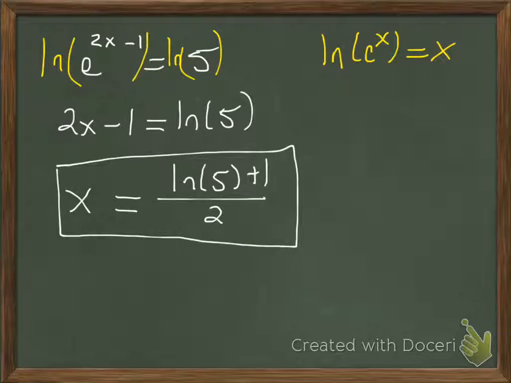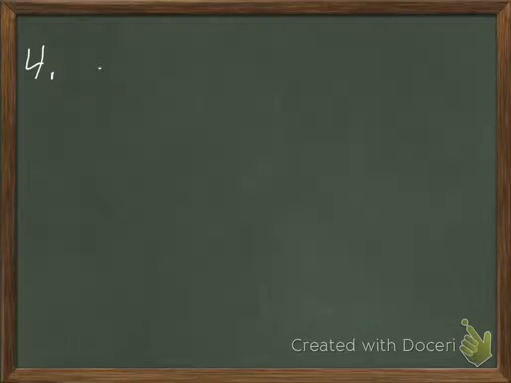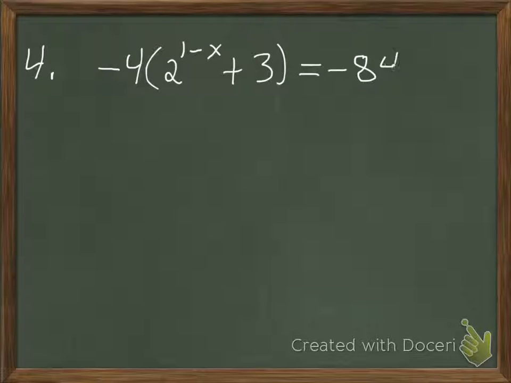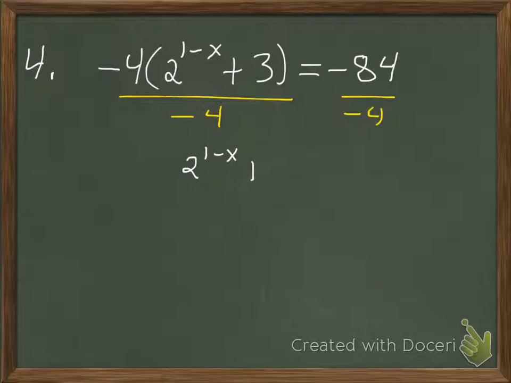So we're going to work through a couple more examples. These are kind of similar to what we had going on in class. So let's say we have negative 4 times 2 to the 1 minus x, plus 3, equals negative 84. The first rule for solving these exponential equations is we'd like to isolate the exponential. So we're going to divide both sides by negative 4. And we have 2 to the 1 minus x plus 3 equals 21.